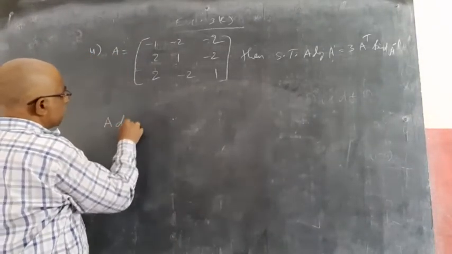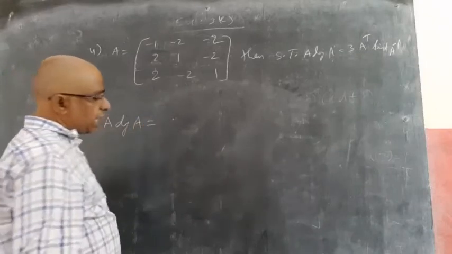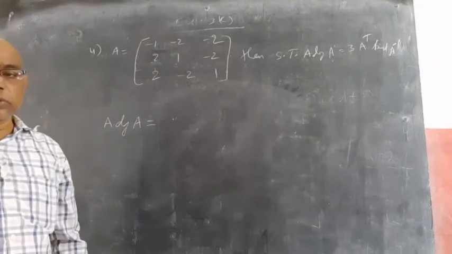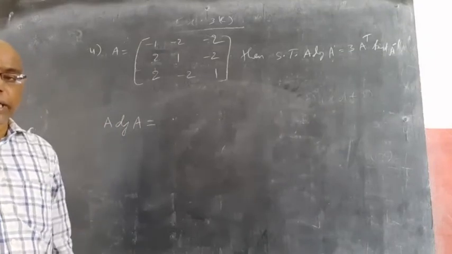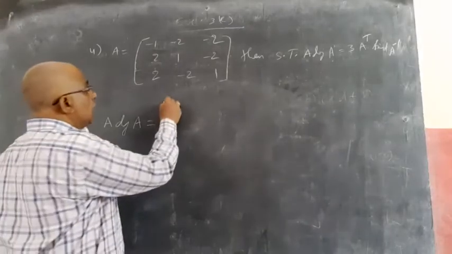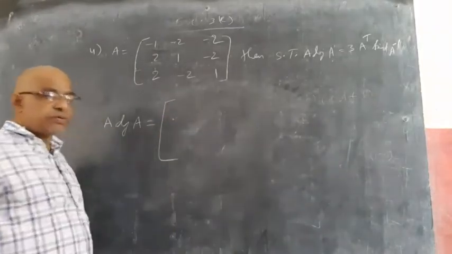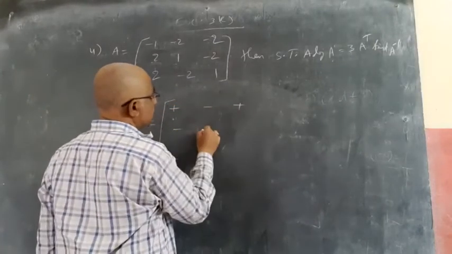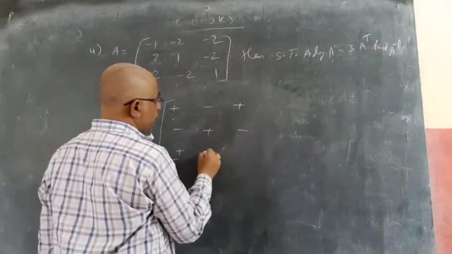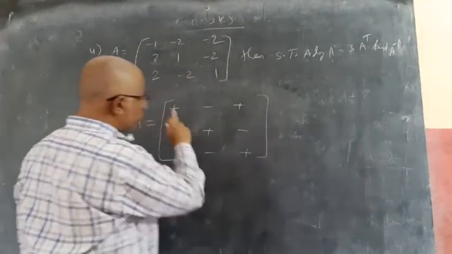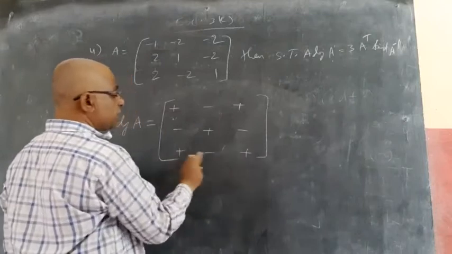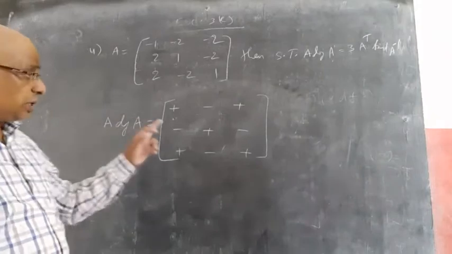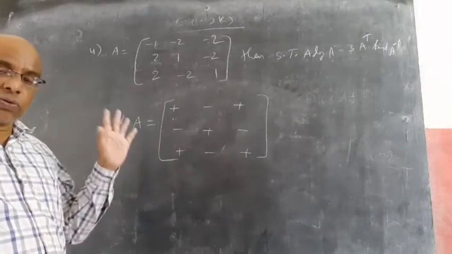How to find the adjoint A, I told you. You need to find all the cofactors, then arrange them, then transpose it. Transpose of the cofactor matrix gives you adjoint A, I told you. For this, one shortcut, same procedure, but we'll do it at a time. Means just keep plus minus plus, minus plus minus, plus minus plus. Keep alternate signs only. For 3 by 3 this shortcut works.